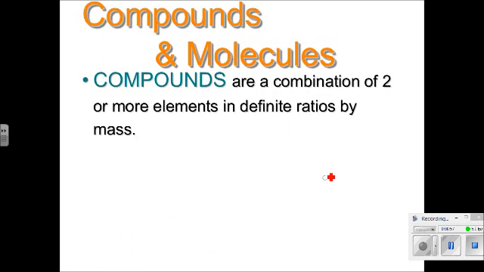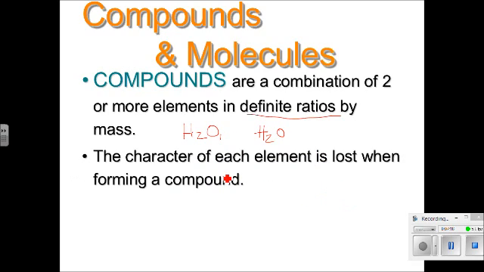So again, just to reiterate, compounds are a combination of two or more elements in definite ratios. For example, the compound water: for every 2 hydrogens, there is 1 oxygen. Okay, we don't show the 1, that's why it's just H2O. But essentially it's a 2-to-1 ratio. So the character of each element is lost when forming the compound.